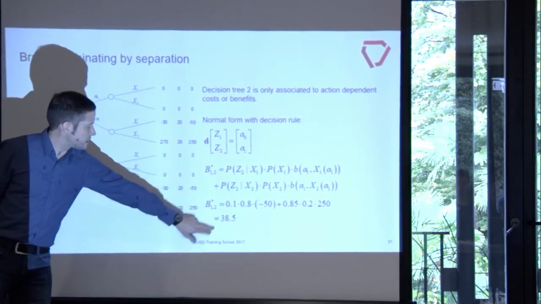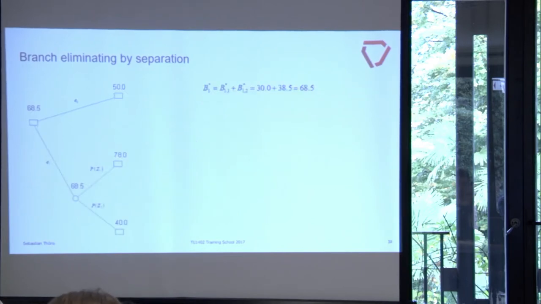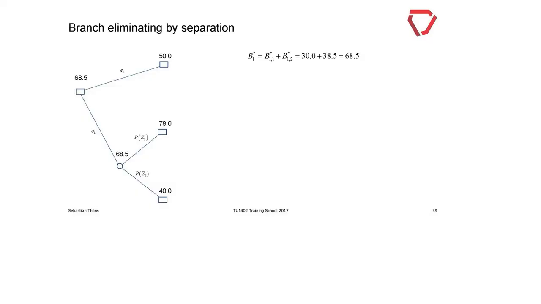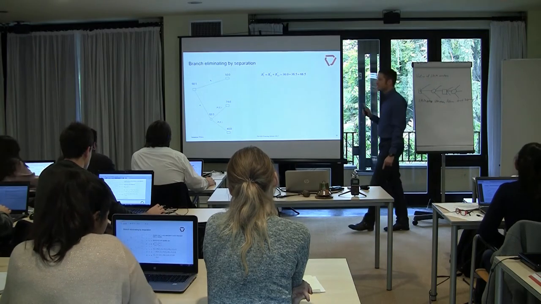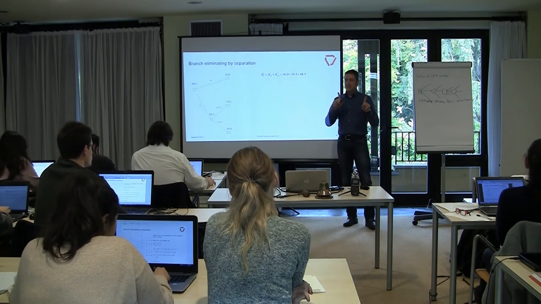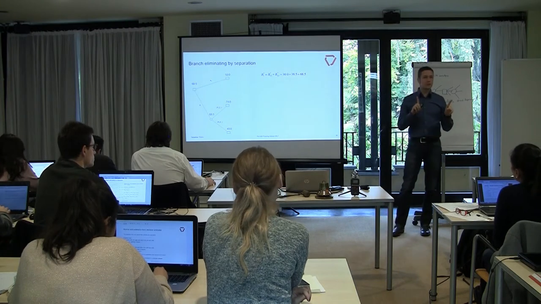And if you do this in normal form, then it's 38.5. And 30 plus 38.5 is the result of the original decision tree. And in between, we had two decision trees, but we could solve it extremely easy.